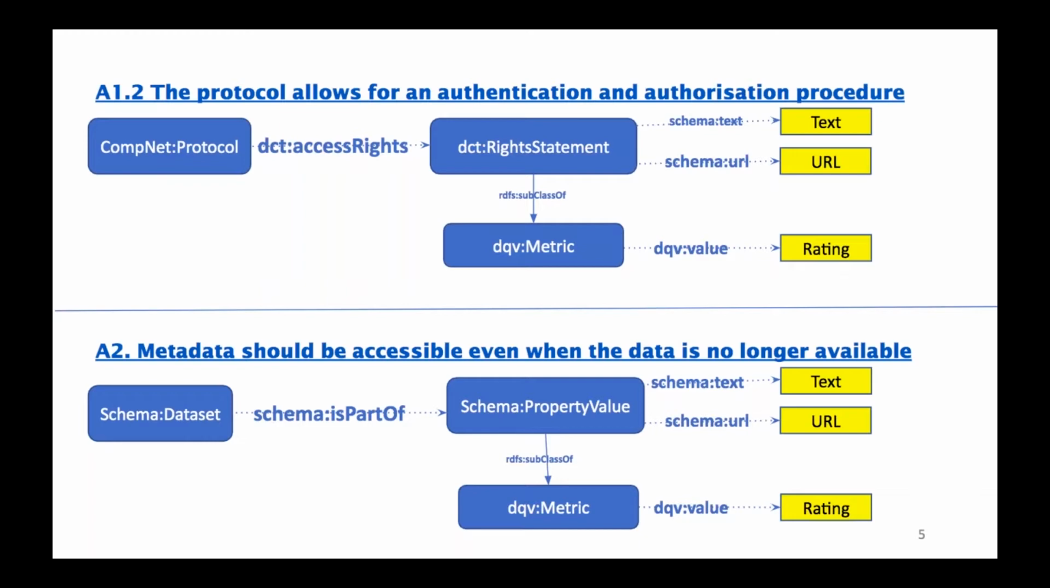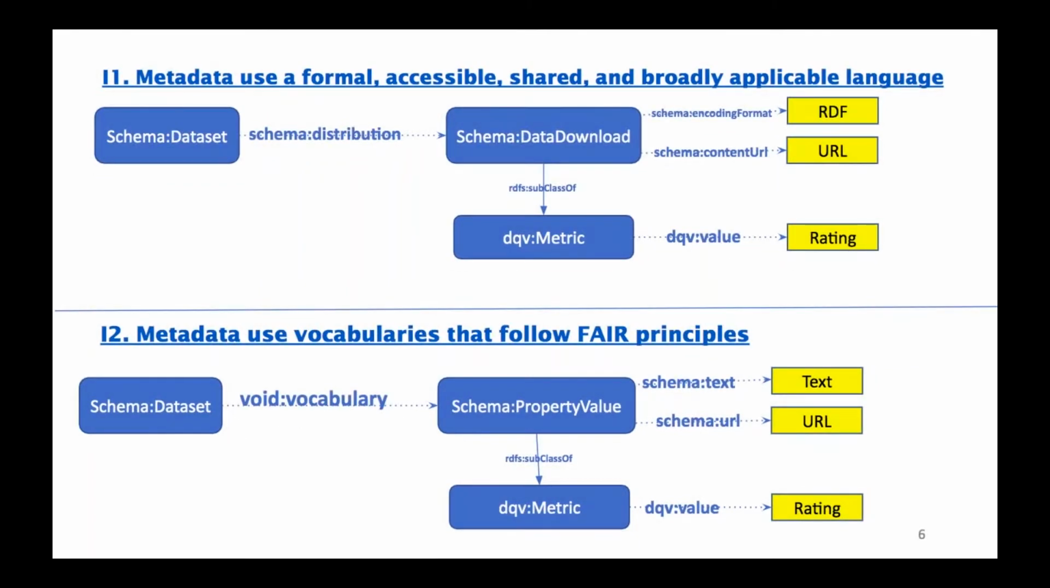Next, we have the third, interoperable FAIR group. I1: the metadata use a formal, accessible, shared, and broadly applicable language. We choose the distribution from schema, linking dataset to data download, and the only encoding format for this principle is RDF, that will allow interoperability with other metadata, and we give it a metric.